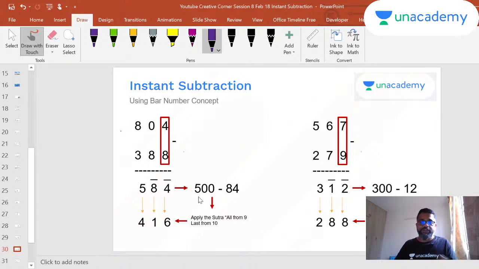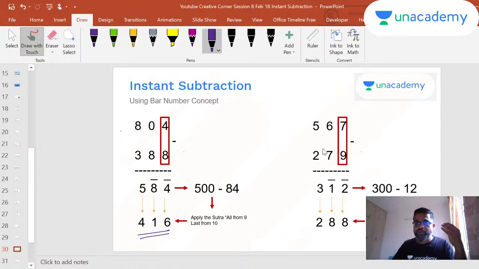If you're thorough with knowing that 500 minus 84 is 416, fine; else you just simply apply the sutra: all from 9, last from 10. 5 becomes a 4, 9 minus 8 becomes a 1, and 10 minus 4 becomes a 6, right? So same here again, 5, 6, 7.